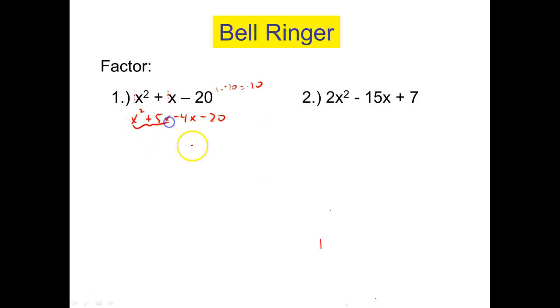Then we're going to treat these two as separate binomials. So in the first case, I'm going to factor out an x. And then when I factor that out, I get x plus 5. In the back, I'm going to factor out a negative 4 and get x plus 5 again. So this becomes x minus 4 times x plus 5.